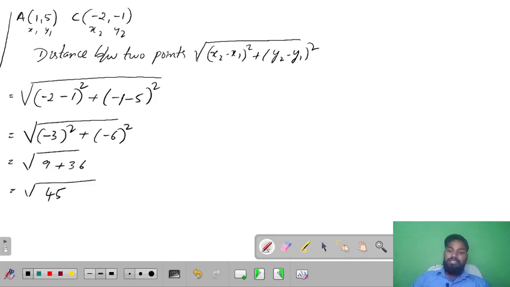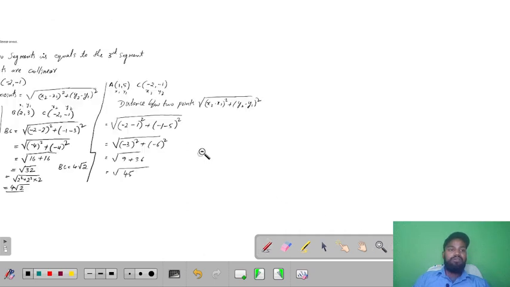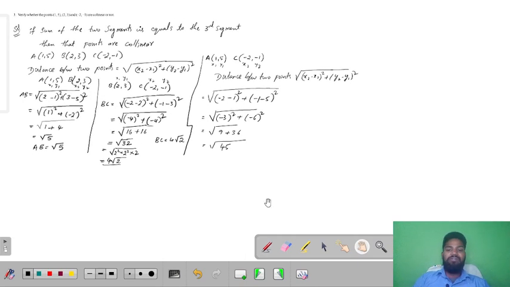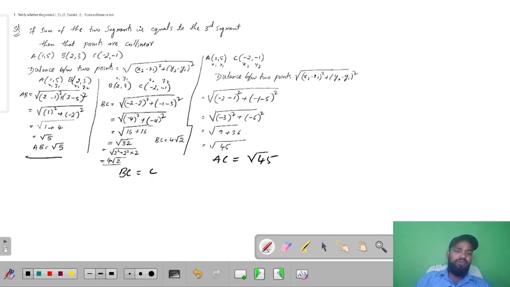So now I will minimize this one. Okay, enough. So we got all the three values, right? Yes, all the three values we got. Just compare them. This value is AC, AC is under root 45. Now here AB is equal to root 5, BC equals 4 root 2, and AC equals root 45.